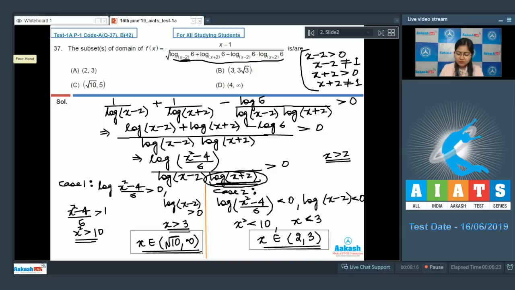Now we have to see which are the subsets of this domain. Option number A is correct, B is incorrect, C and D are also correct. So the answer will be A, C and D options.